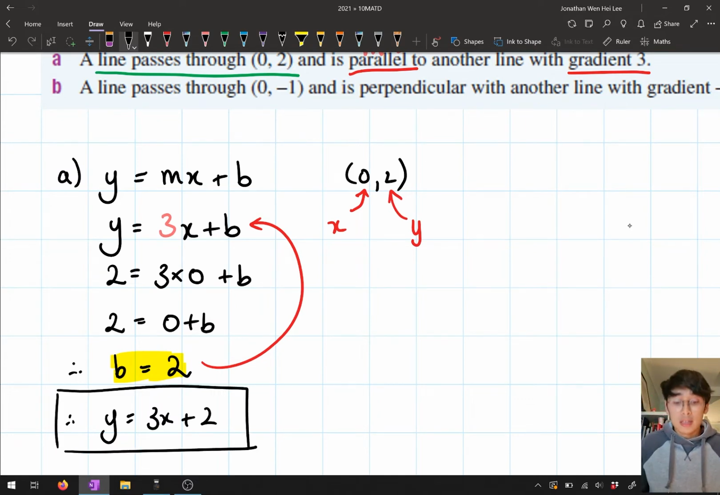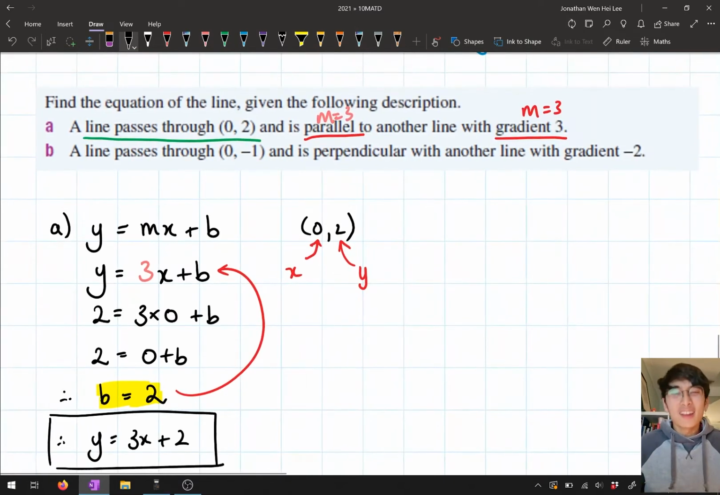So that's how we answered these questions here. The first step we want to do is write down the gradient intercept form. y is equal to mx plus b. Then we're going to find the gradient that my line is going to follow.